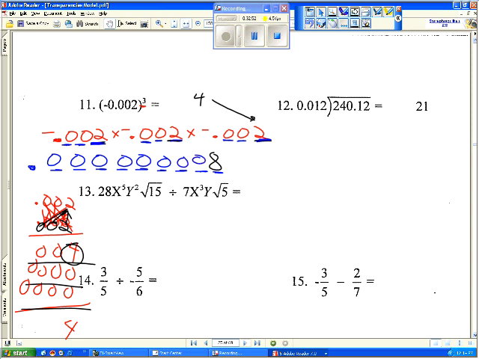And then we check our signs. We had 3 negatives, and we're multiplying. So when you multiply with an odd number of negatives, the answer is negative. Don't forget to check your signs.